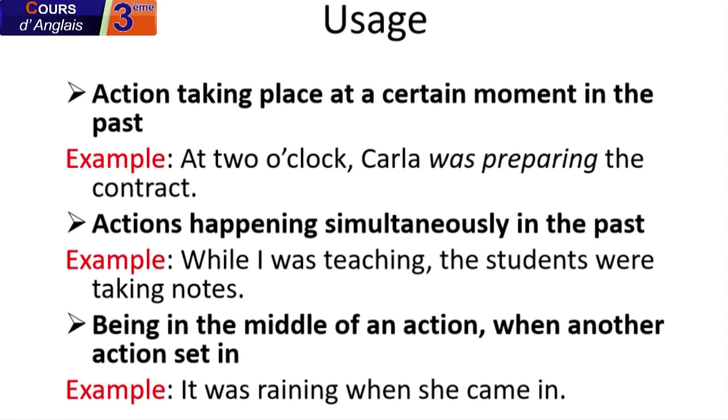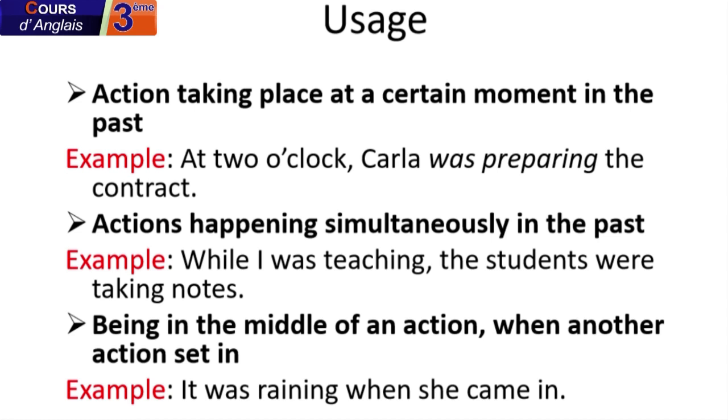Example, at 2 o'clock, Carla was preparing the contract. Or you can use the past continuous for actions happening simultaneously in the past. Actions happening at the same time in the past. For example, while I was teaching, the students were taking notes. So here, 2 actions are happening at the same time.